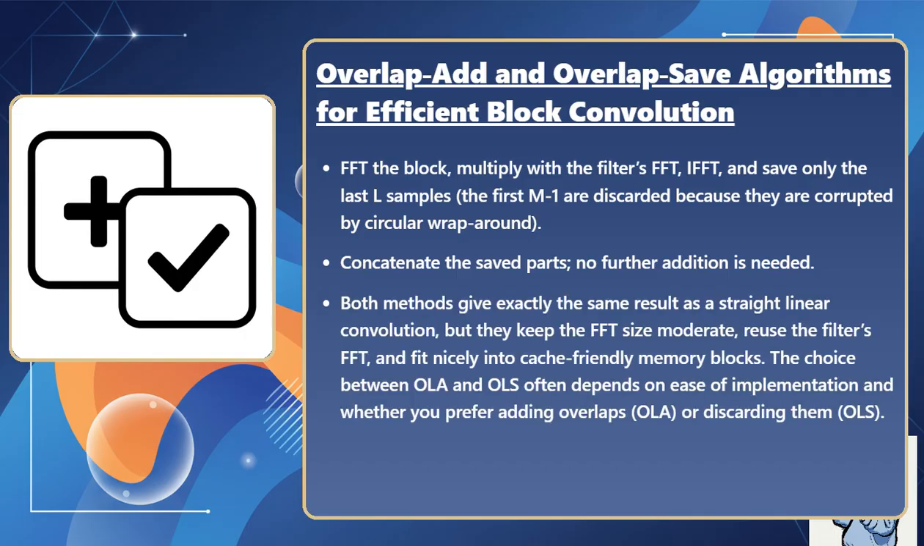Both methods produce exactly the same result as a straight linear convolution, but they keep the FFT size moderate, reuse the filter's FFT, and fit nicely into cache-friendly memory blocks. The choice between OLA and OLS often depends on ease of implementation and whether you prefer adding overlaps or discarding them.